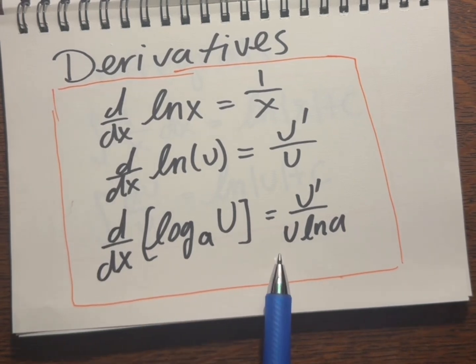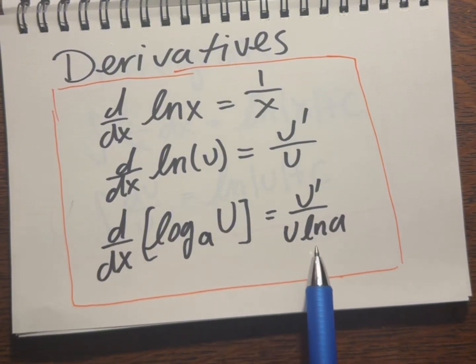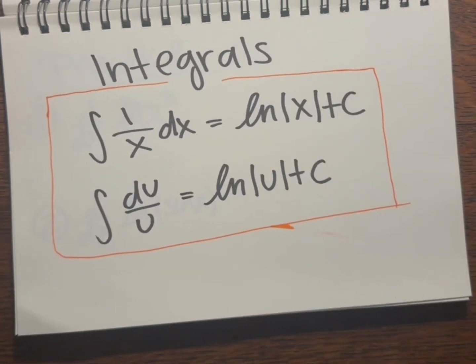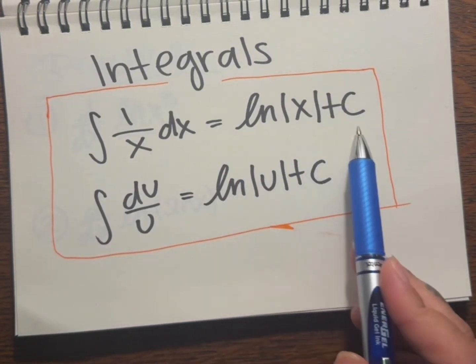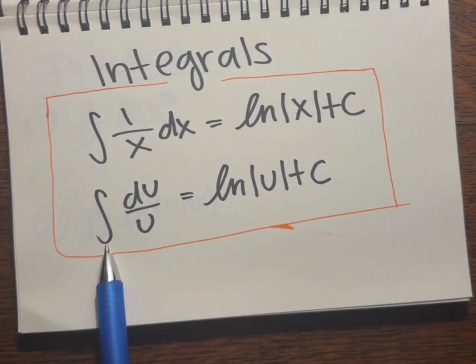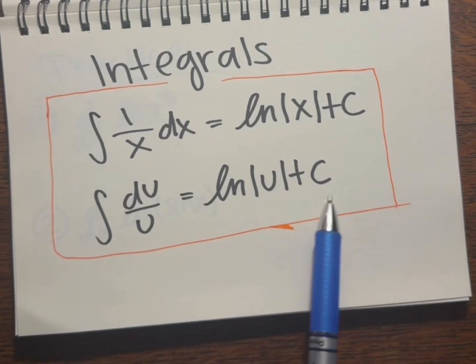And then if you have a log of a function, the derivative is going to be u prime over u times ln a, where a here is the base of the log. We also work with integrals in this section. The integral of 1 over x is ln x plus c, and the integral of this form, du over u, is ln u plus c.